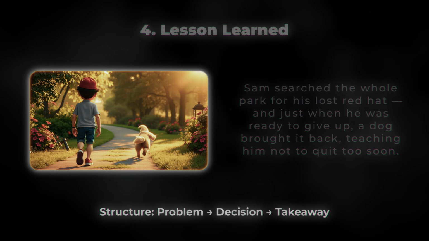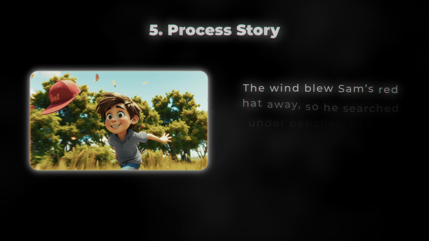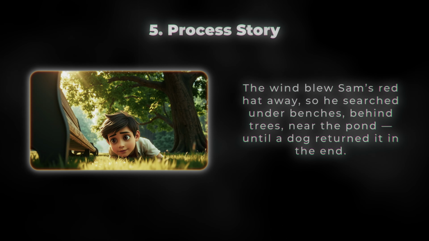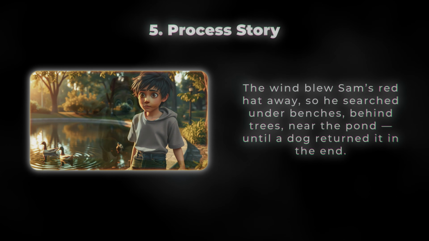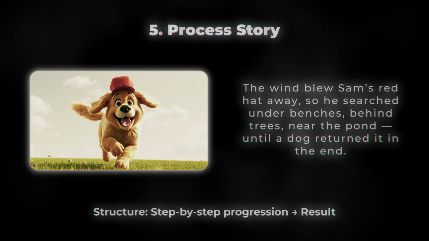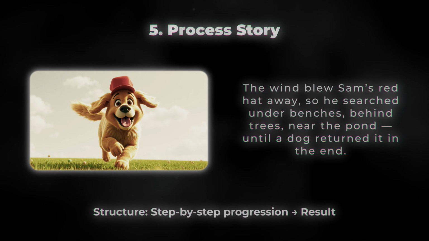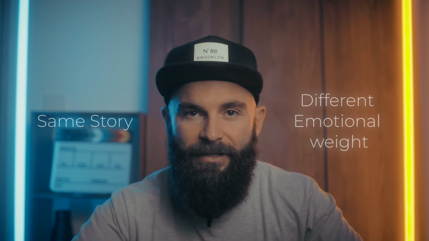Style number 5 is the process story. The wind blew Sam's red hat away, so he searched under benches, behind trees, near the pond, until a dog returned it in the end. Take the viewer step by step through a clear sequence of actions. This is the same story, different rhythm, different emotional weight. But if you're ready to push your storytelling even further, these 6 advanced storytelling styles have been used in films, series, documentaries, everywhere. Let's go back to Sam's story.